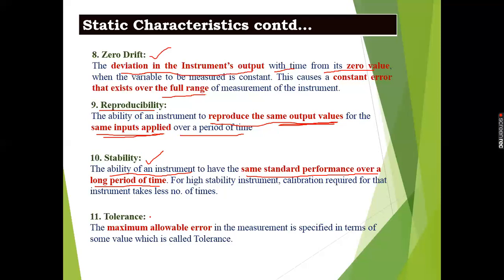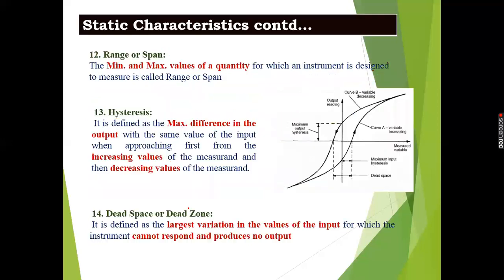Coming to tolerance. Tolerance is nothing but maximum allowable error. A maximum allowable error in the measurement is specified as tolerance. For example, the actual value I should get is 10 volts, but if I got 10.1 volts, then 0.1 volt is the tolerance value. I can say it like that.